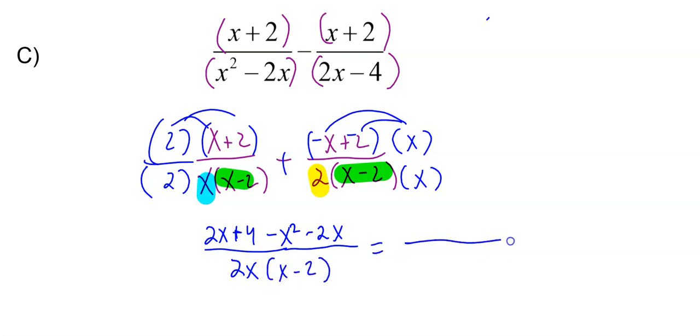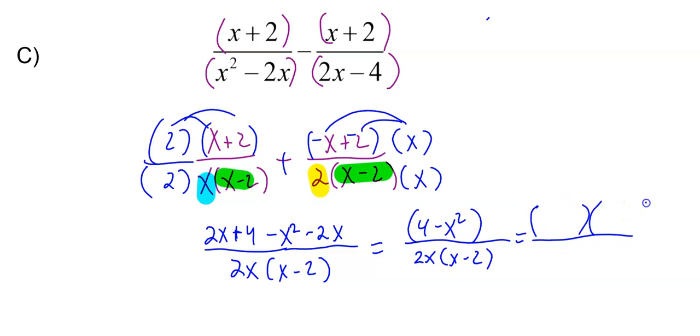Does that simplify at all? So 2x minus 2x is good. So I get 4, ooh, I like this, 4 minus x squared. I like that. So this is going to be a really interesting problem. So we have some more work to do. I didn't expect it quite to go this tough here. But it does sometimes.